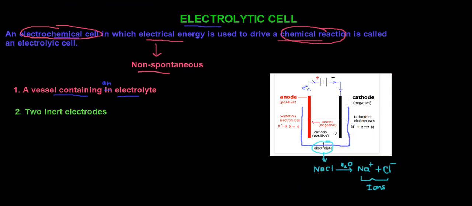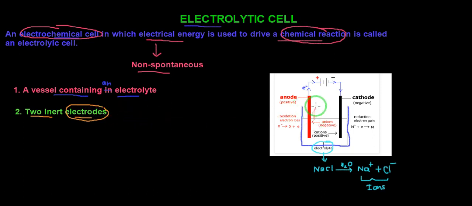Now the second part of an electrolytic cell is two inert electrodes. First we have to discuss what electrodes are. An electrode is a conductor in a circuit that carries electrons to or from a substance other than a metal. So what is the function of electrodes? An electrode is a conductor in a circuit that carries electrons to or from a substance other than metal.